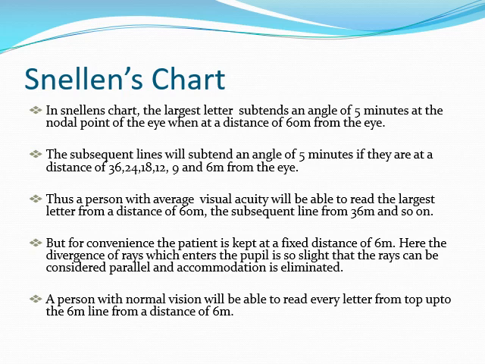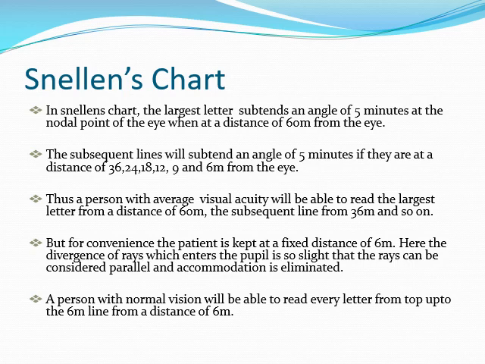But for the purpose of convenience, the patient is kept at a fixed distance of 6 meters. Here, the divergence of rays which enters the pupil is so slight that the rays can be considered parallel and accommodation is eliminated. This 6 meters distance can also be attained by using a plane mirror, and the patient is seated 3 meters from the plane mirror, because in a plane mirror the image will be formed 3 meters ahead, so total of 6 meters.